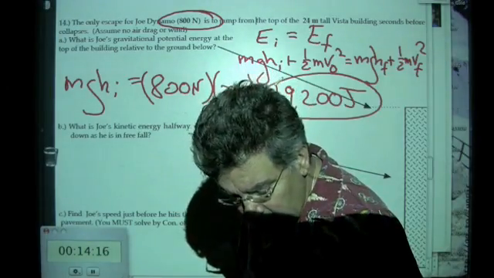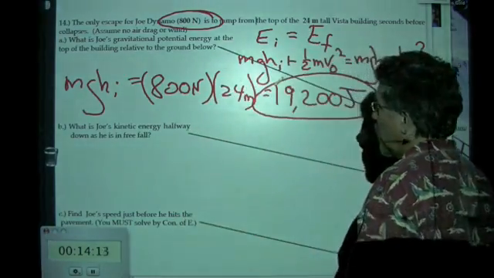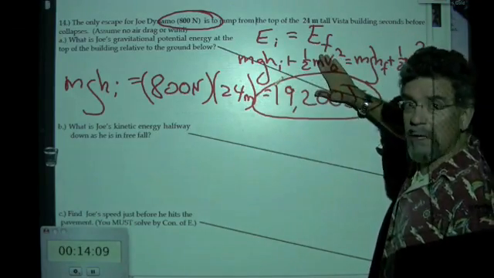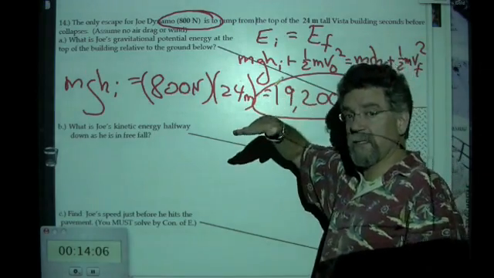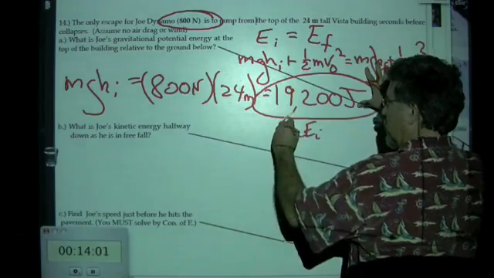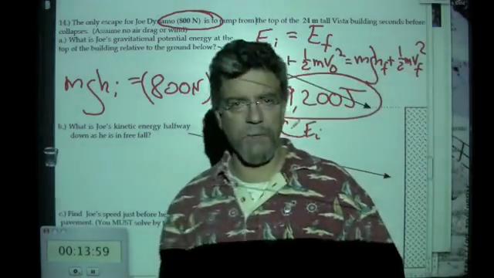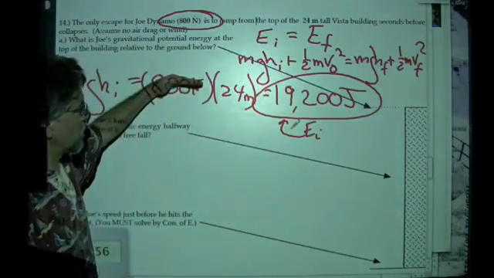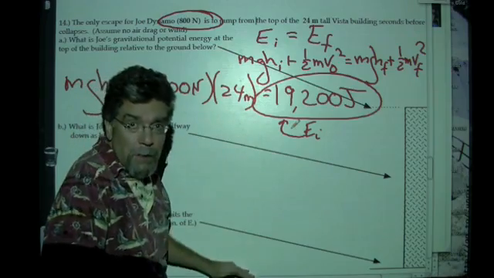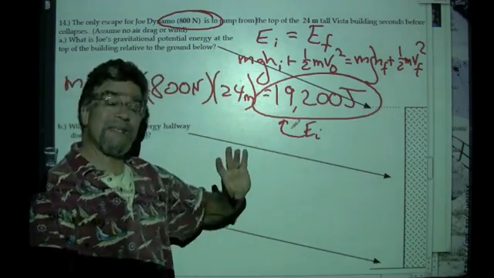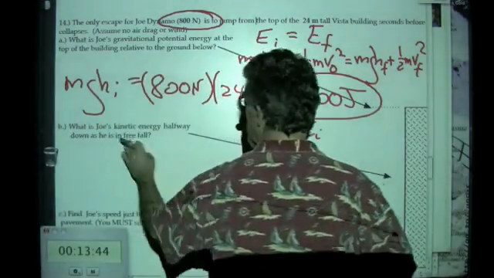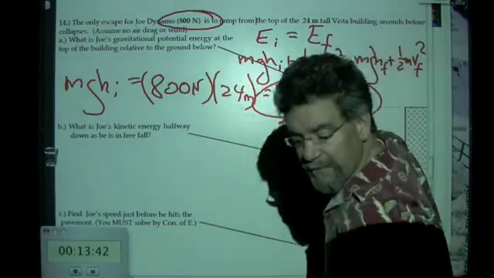Part B, what is Joe's kinetic energy halfway down? Well, notice that ultimately he has no kinetic energy at the top. He's standing still, so his velocity is 0. So that's total energy. That is essentially E initial, since all of it is potential to begin with. So as he falls, his h changes and his potential drops linearly. Well, that means the kinetic energy grows linearly. So halfway down, all you got to do is cut this number in half.